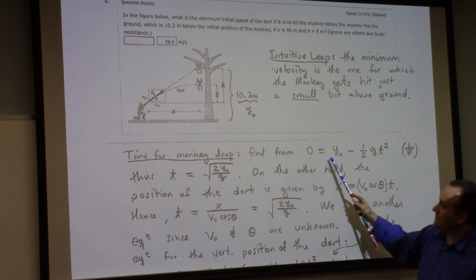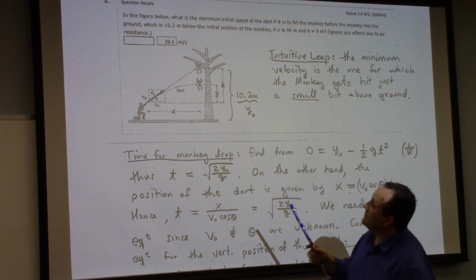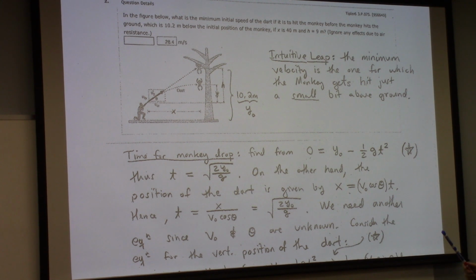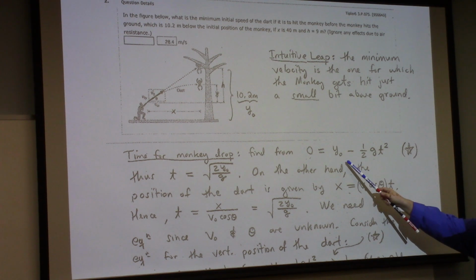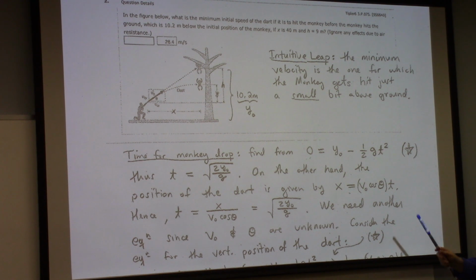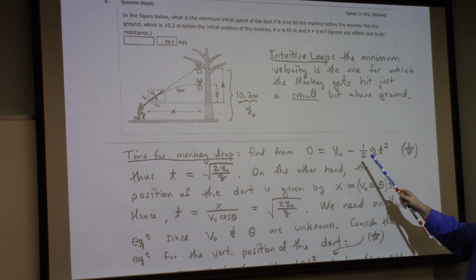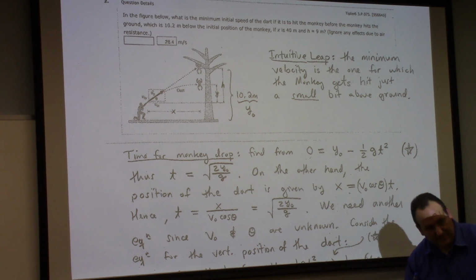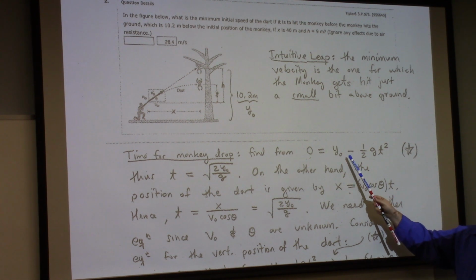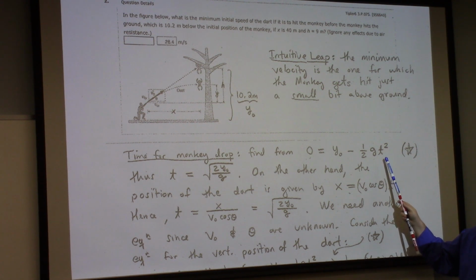Now you're firing your dart from that initial height, y sub 0. So y sub 0 minus 1/2 g t squared. That's for the monkey. The initial height of the monkey is 10.2 meters. The monkey's just dropping, it's not leaping to the ground, so its initial y velocity is 0. That's why there's no v0y t term here. It's just y0 minus 1/2 g t squared, and that's equal to 0. So I solve for t.